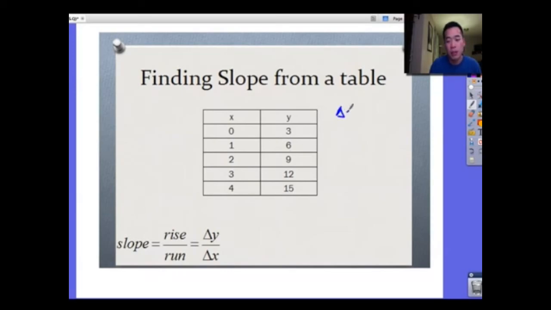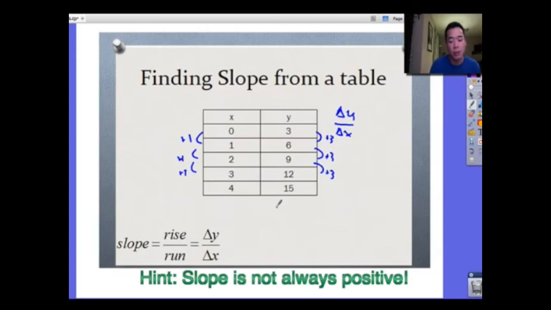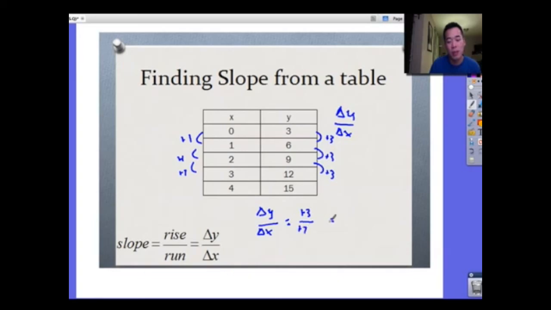Remember, slope is delta y over delta x. So from 3 to 6 is plus 3. 6 to 9 is plus 3. 9 to 12 is also plus 3. So I know the rate of change is moving the same for y. 0 to 1 is plus 1. Plus 1. Plus 1. And this is the same thing as in the last slide. So again, slope is delta y over delta x, which is equal to the change in y, positive 3, over the change in x, positive 1. So my slope is 3 over 1, or just 3.